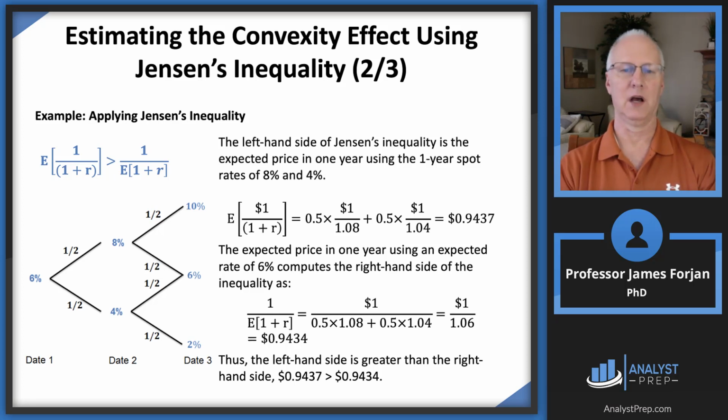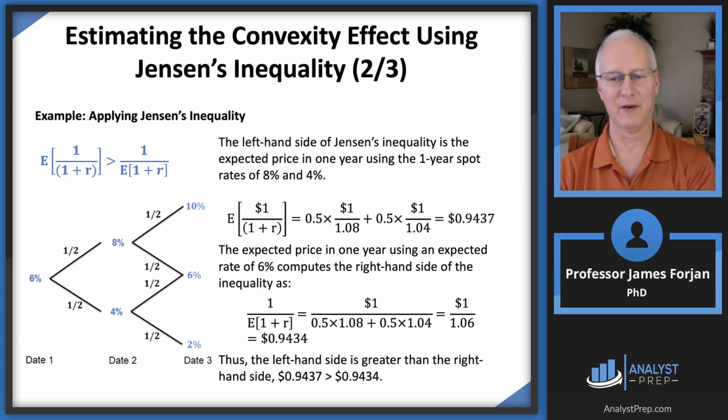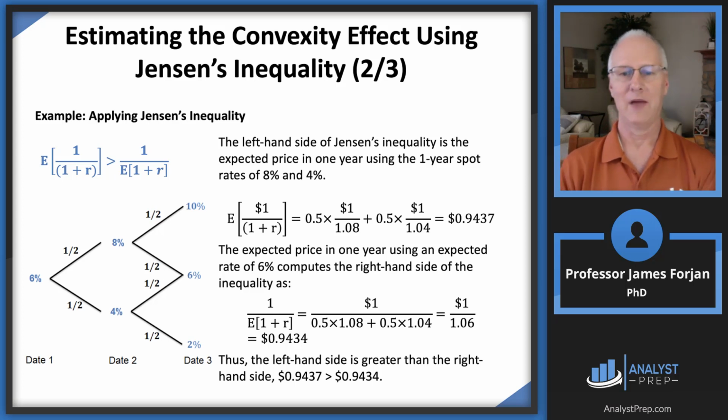And then if we look on the right-hand side of the inequality, we're taking half of the 1.08 and half of the 1.04, and we get .9434. So there's an application of Jensen's inequality. And of course, .9437 is greater than .9434. So let me summarize this for you.